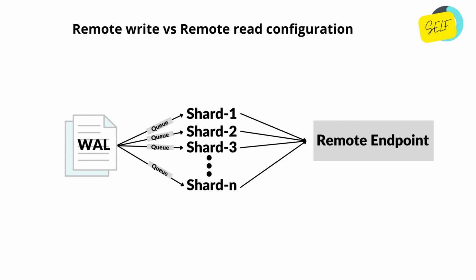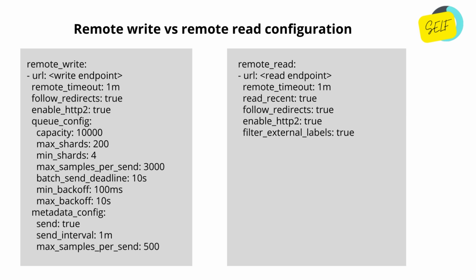Now what is happening is, as soon as data comes into the WAL, or write-ahead log files, data starts transferring from the WAL to the different shards using the queues. And then from those shards it gets written to the remote endpoint. Now let us come back to the last slide. In the queue config, we are basically specifying the configurations for how the data will be processed from your WAL up to the remote endpoint.